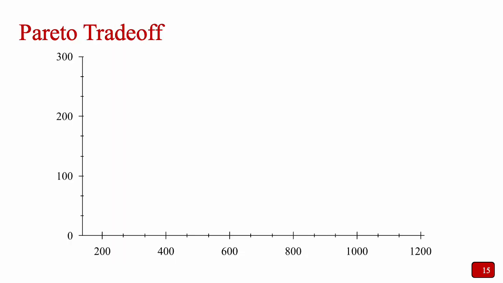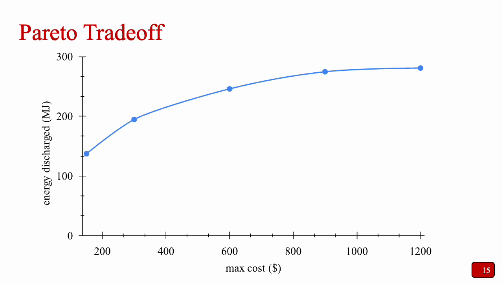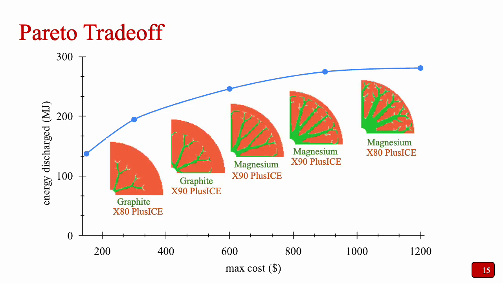We now explore the Pareto trade-off between competing objectives and cost. By running the optimization with different maximum cost constraints, we can generate a Pareto front. This curve reveals the maximum energy discharge achievable for a given budget. As the cost constraint is relaxed, moving from left to right, the optimizer not only optimizes the geometry but it selects different materials. This provides designers with a full suite of optimal choices, not just a single point solution.